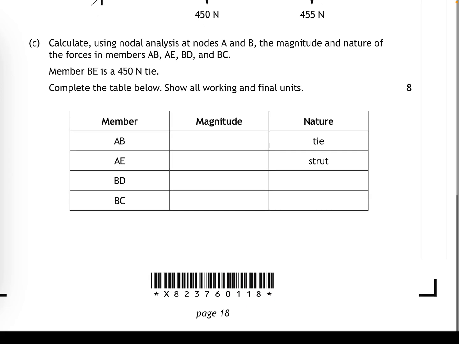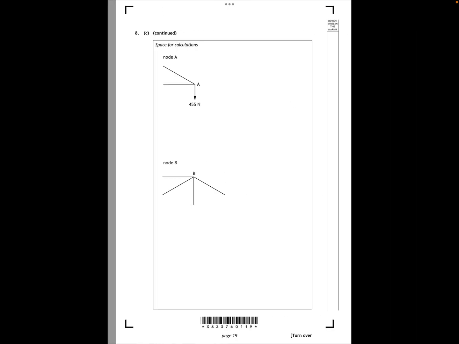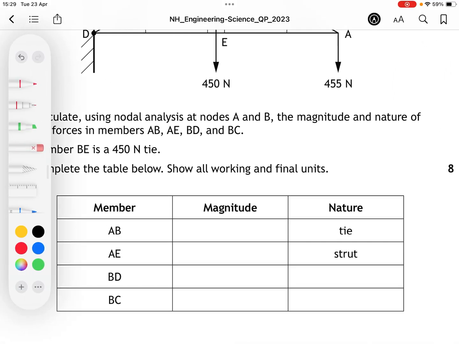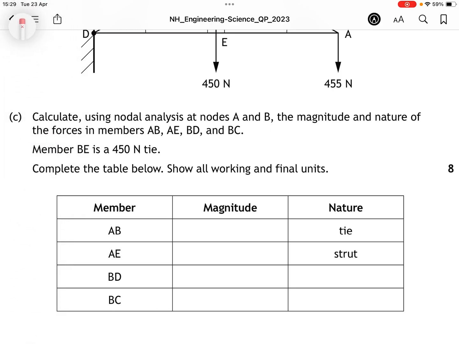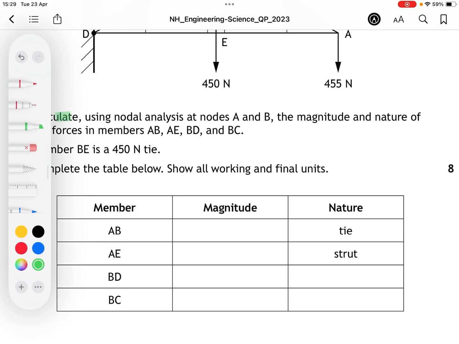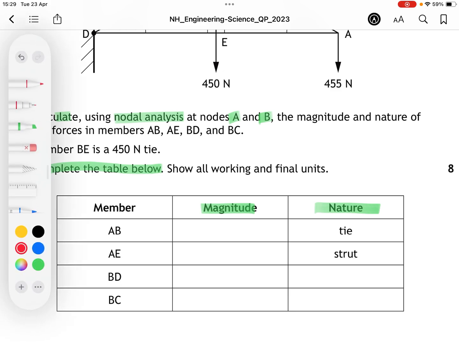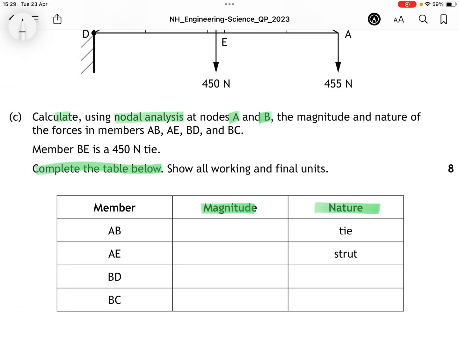We are asked to calculate, using nodal analysis at nodes A and B, the magnitude and the nature of the forces, which you're used to from these tables, of AB, AE, BD and BC. We're already given 2 of the natures, which is great, but we have to complete the table. So again, don't forget in your exam haste to just work these out and then not fill in the table.